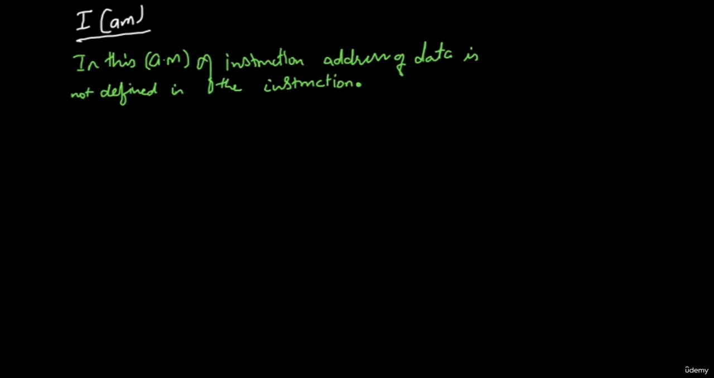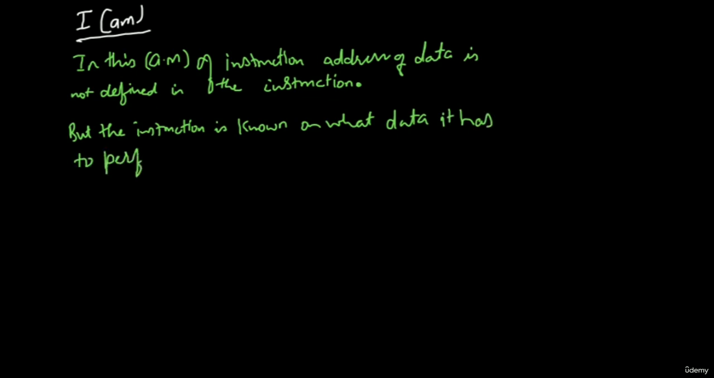In implicit addressing mode, the instruction is known, but the instruction is known on what data it has to perform execution.